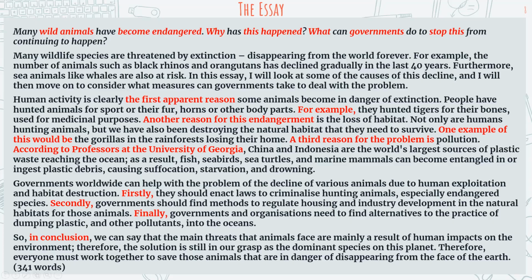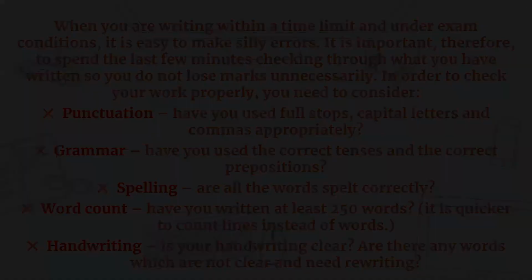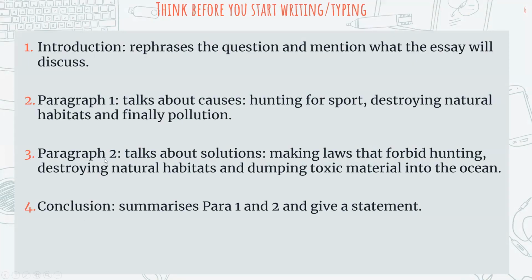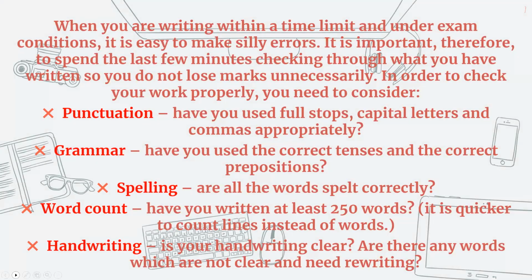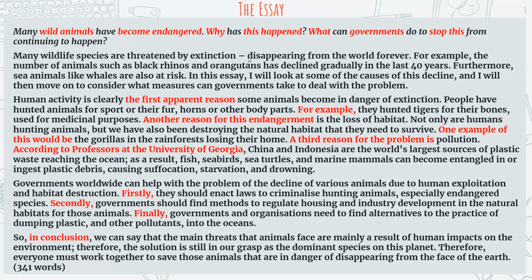If we go back to the plan, the second paragraph talks about solutions: making laws that forbid hunting, destroying natural habitats, and dumping waste or toxic materials into the ocean. So these are the solutions. Of course, you could come up with a different solution to each problem, and you can do that. Okay, this is by no means the best essay for this question, of course.